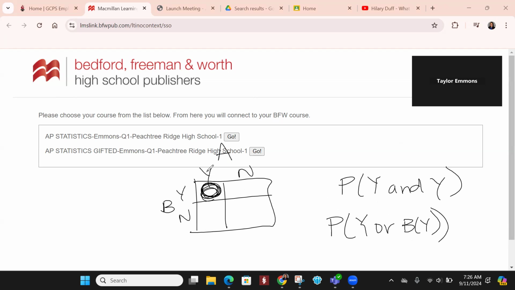Then we would take this amount plus this amount minus their crossover. So if we wanted to know the probability of AY or BY, then we would take this amount plus this amount minus their crossover. Yes?